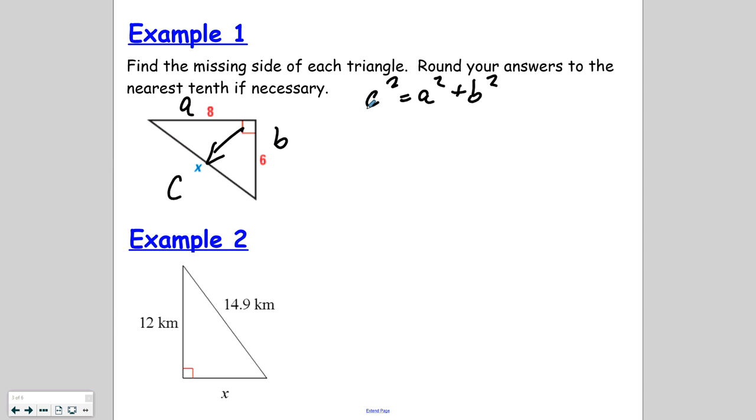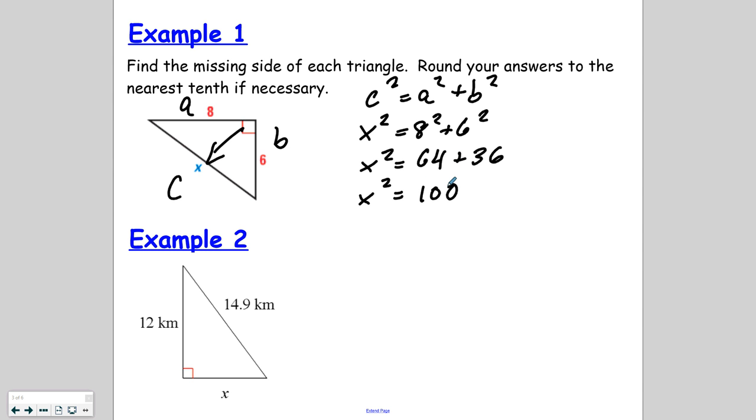So c squared is just going to be x squared. Instead of a, we're going to put 8, so that's 8 squared. Instead of b, 6, so we have 6 squared. Now we can find those values. 8 squared is just 64. 6 squared is 36. If we find the sum, we'd get 100. And now we just need to get rid of this square. We need to figure out what x is, because that's what we're looking for. To get rid of that square, we're going to take the square root.